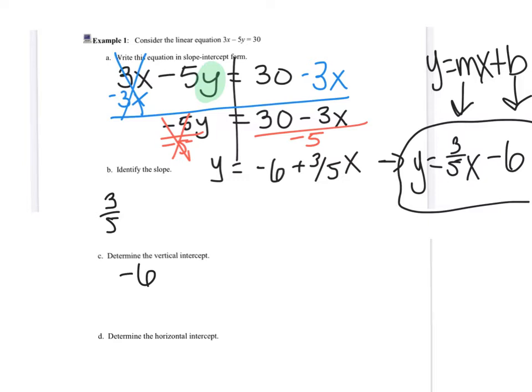Now, the horizontal intercept is a little bit tricky. Horizontal intercept is the value of the x when the y is equal to 0. You have a couple of options on how you could find the horizontal intercept. By the way, this should be 0, -6. And we're going to find the horizontal intercept. You could graph it, and that's probably the quickest way to do this, is just to graph it in Desmos.